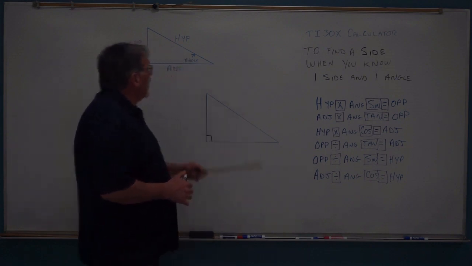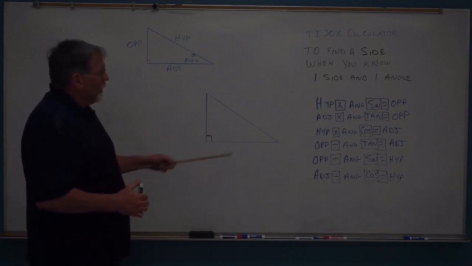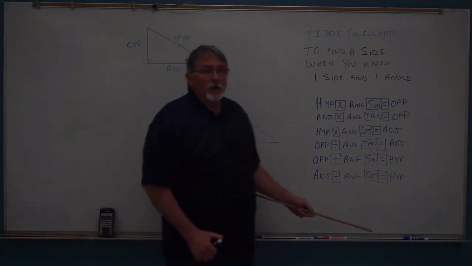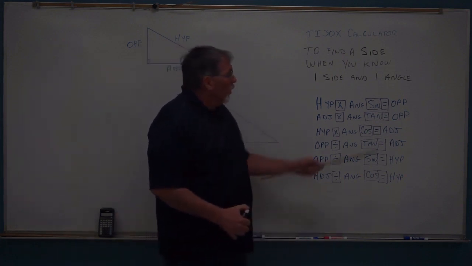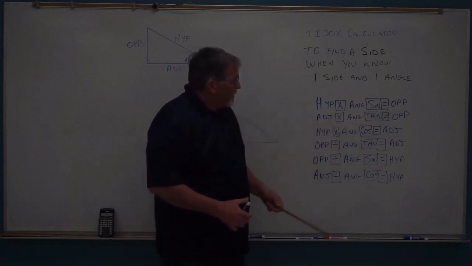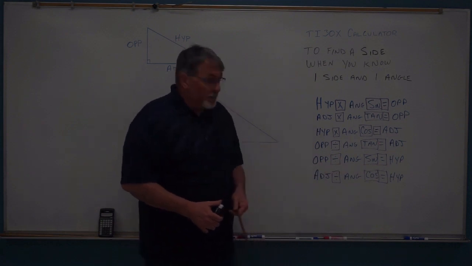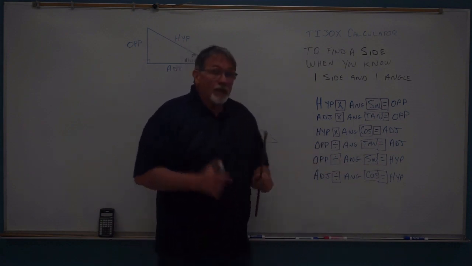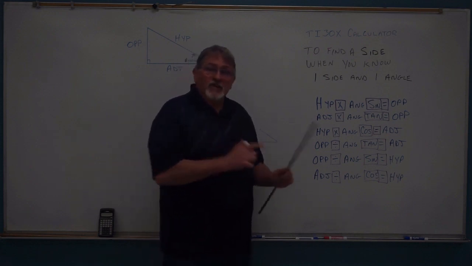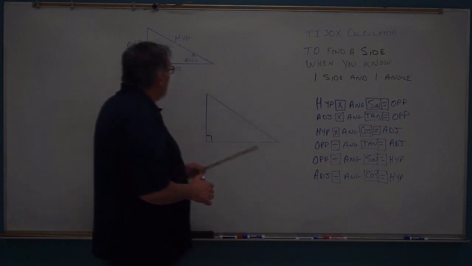Pretty simple to do. We have a few more formulas to go, and we'll talk about those in a second, but the important thing in this formula is we need to determine two things. What are we trying to solve for? The opposite side, the adjacent side, or the hypotenuse? Once we know that, we then will determine what information we know. What side do we know, and what angle do we know? So let's cover that one more time.